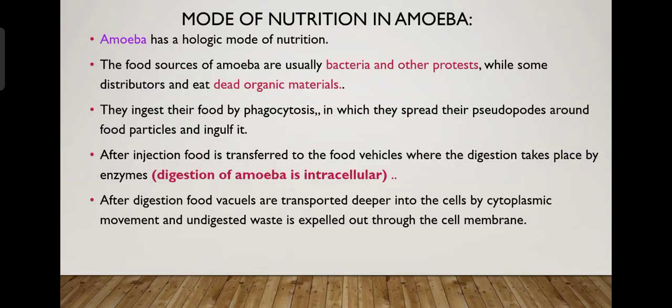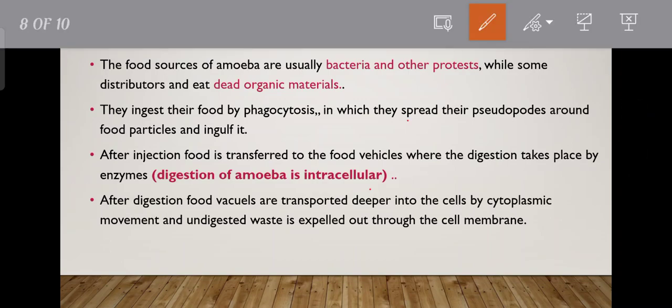Next one is the mode of nutrition in amoeba. Amoeba has a holozoic mode of nutrition. The food sources of amoeba are usually bacteria and other protists, while some are detritivorous and eat dead organic materials. They ingest their food by the process of phagocytosis, in which they spread their pseudopodia around food particles and engulf it.